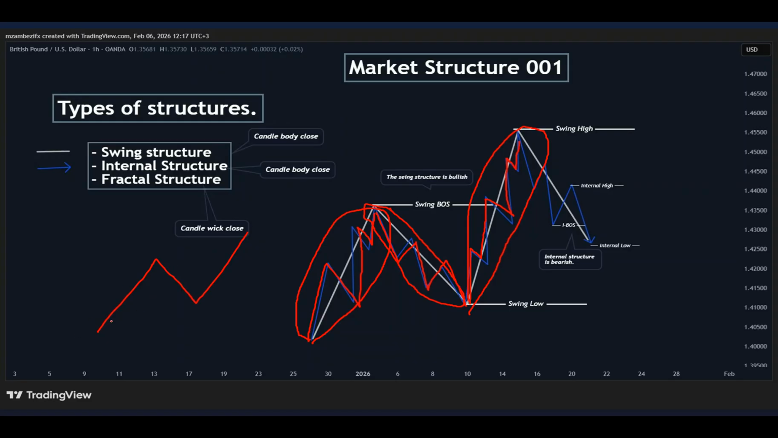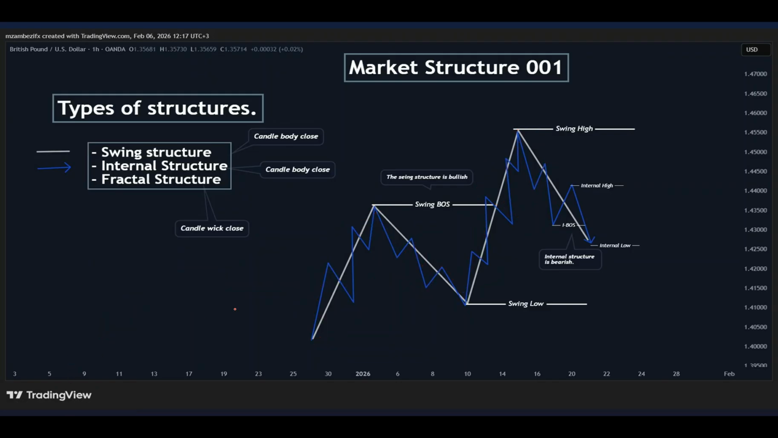So one swing move on the higher time frame, basically the daily time frame, on the lower time frame like the 1 hour or 15 minute time frame, you'll find that it's a series of trends. Now this one is the internal structure and this one is the swing structure. The swing structure is bullish, while for internal, the structure is bearish.